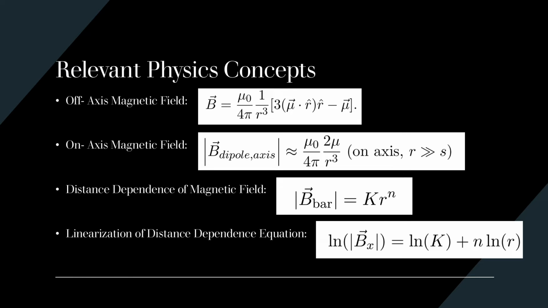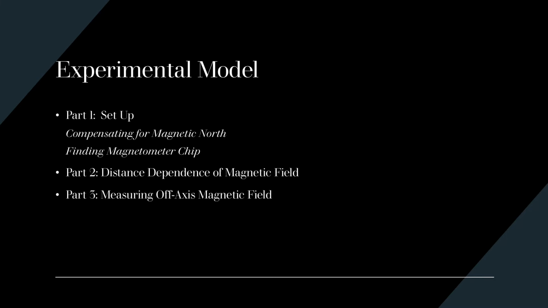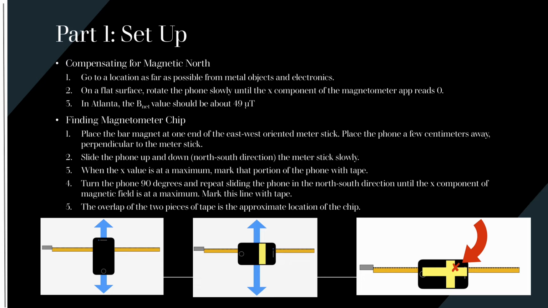The relevant equations were as follows: the off-axis magnetic field equation, the on-axis magnetic field equation, the distance dependence of a magnetic field, and the linearization of this equation. The experimental model had three parts. One was the setup, two was the distance dependence of the magnetic field, and three was measuring an off-axis magnetic field. The first part of this experiment was to compensate for magnetic north.